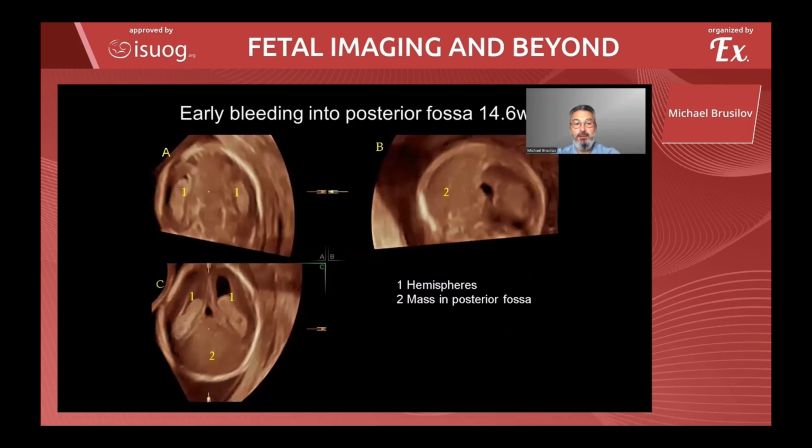The second case is of early bleeding into the posterior fossa. The patient was referred to my clinic for a regular early anatomical scan at 15 weeks of pregnancy. And I saw a mass in the posterior part of the brain, the posterior fossa, and pressure on the hemispheres from the posterior part to the anterior part.